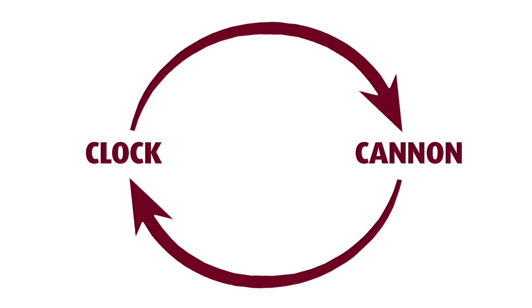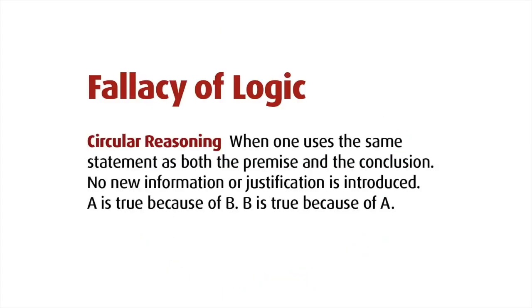This is something called circular reasoning. So the clock and the tower are resetting their time according to each other. Neither one knows if they have the correct time. It's a problem. This is what's known as a fallacy of logic, and circular reasoning is one of those fallacies of logic. When one assumes the same statement as both the premise and the conclusion, and there's no new information or justification introduced. A is true because of B, B is true because of A. And you can see that there's a problem with that.